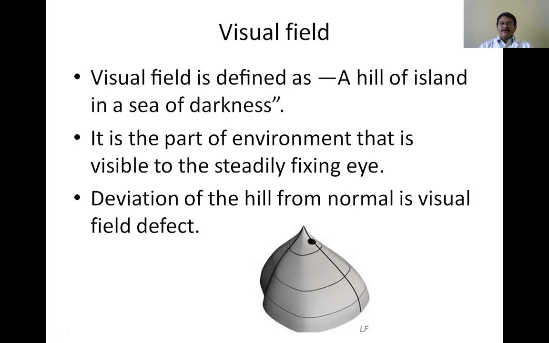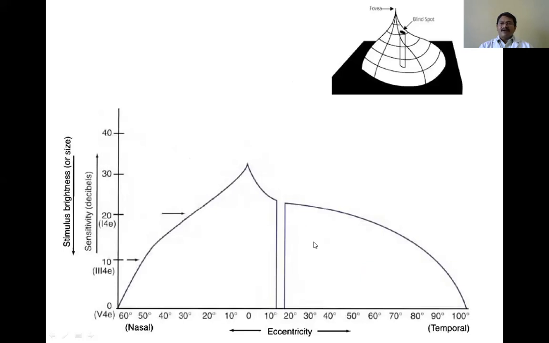Otherwise, if you turn your eye, the field will change as you move the fixation point. Deviation from the normal hill is called a field defect. This is the point of the fovea centralis, the highest point of visual acuity. This corresponds to the optic disc, where the optic nerve fibers exit; this is the physiological blind spot.